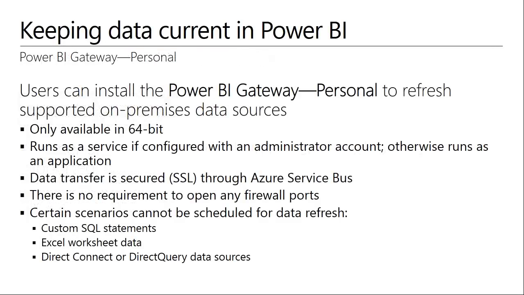Let's take a look then at the personal Power BI Gateway. A user can download and install the Power BI Gateway to refresh on-premises data sources. It's only available in 64-bit, and if it's installed with an administrator account, it will run as a service, otherwise it runs as an application. It's been designed to support secure data transfer by using SSL via Azure Service Bus.